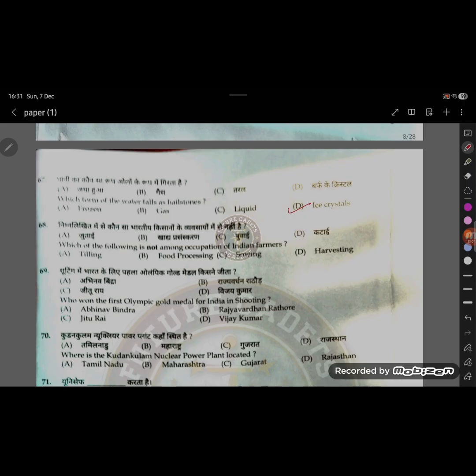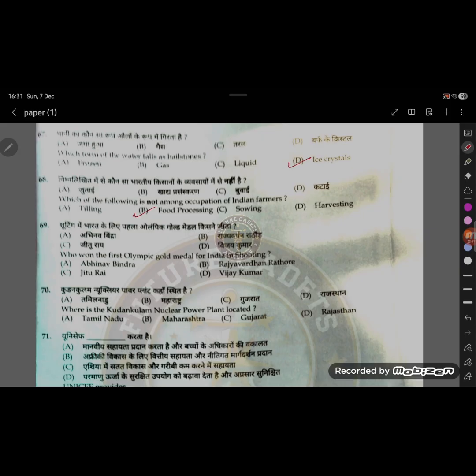Now question number 68. Which of the following is not among occupation of Indian farmers? It's something that Indian farmers don't do. It's food processing, right? Because tilling, sowing, harvesting are all part of agricultural processes, but food processing is not a part of it. So it's not the job of a farmer.